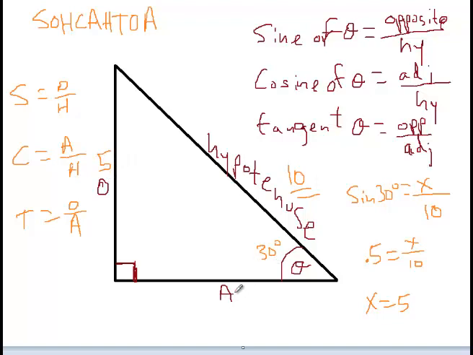Now, we could also figure out what the adjacent is. We can't use the sine formula because the sine formula doesn't take into account the adjacent side. But now that we have the opposite and the hypotenuse, we could use either the cosine formula, which is adjacent over hypotenuse, or the tangent formula, which is opposite over adjacent. Let's do both just to make sure that they come out the same. If they don't come out the same, we've got a problem.